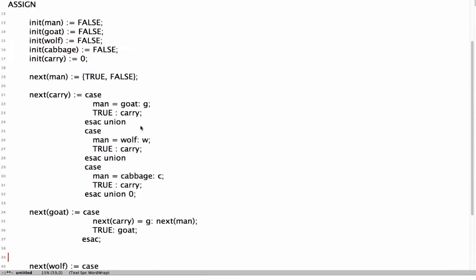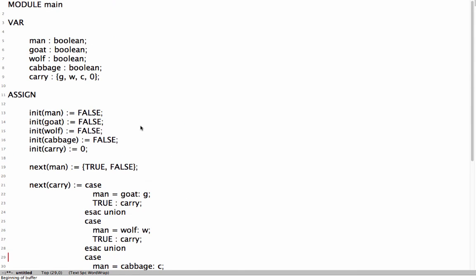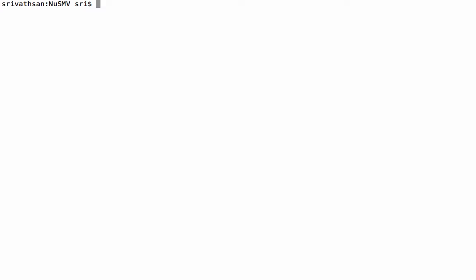Okay, so this defines a transition system where the man keeps shifting these things from the left to the right bank, from the right to the left bank, and so on. Let's just do a simulation to see that it is indeed the case. Saved it as puzzle demo. Let us now run this file.